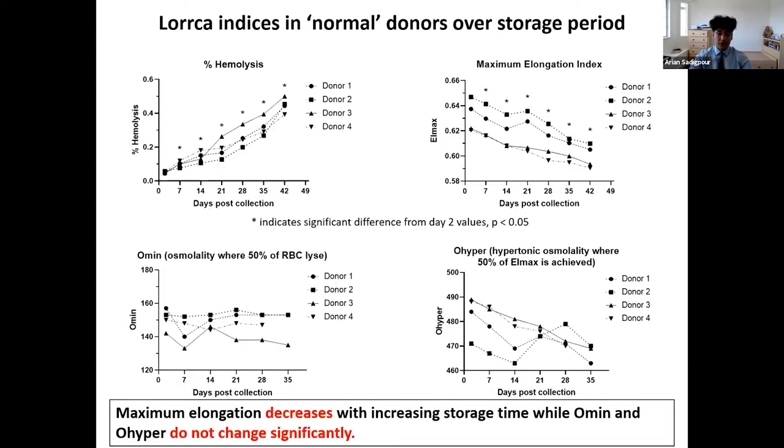Our third objective was to determine how storage time affects LORCA indices. Four red cell units were tracked over 42 days. The top left figure shows that there is a significant but normal increase in hemolysis as storage time increases. The top right figure shows that the maximum elongation index decreases as storage time increases. The bottom two figures show that O min and O hyper do not change significantly with increasing storage time. Next slide, please.